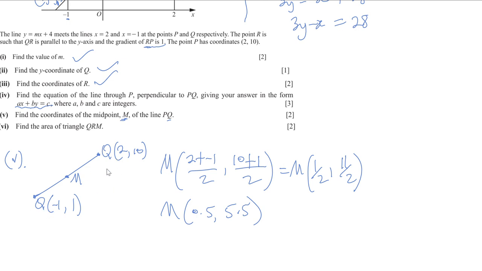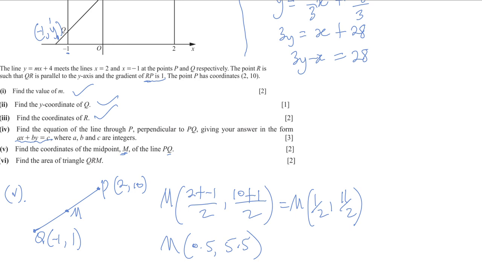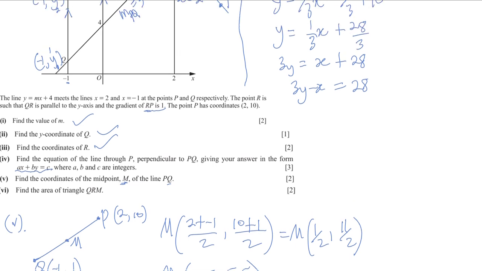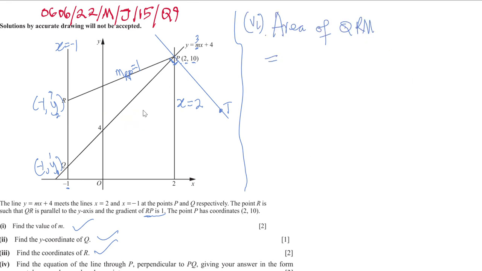Now the next question, VI, says find the area of triangle QRM. So the point here is P. Triangle QRM. We got the midpoint of PQ as 0.5, 5.5. Now we have to find the area of the triangle QRM. So we use the shoelace method.